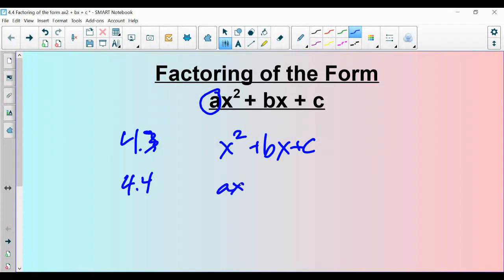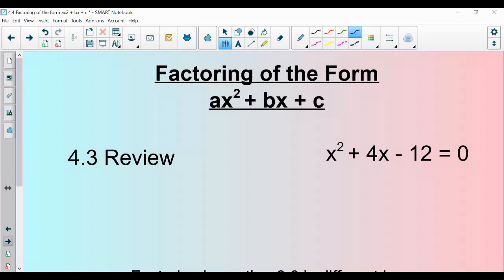So 4.4 would be when it's ax squared plus bx plus c. If the number in front of x squared is 1, we can use the method from section 4.3. If there's a number in here that isn't 1, we have to use section 4.4 strategies, and the way that I teach this is called the box method.